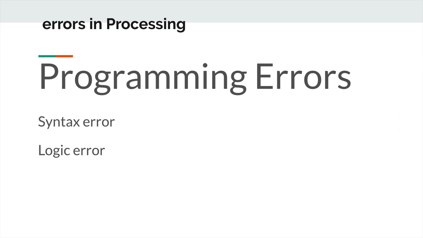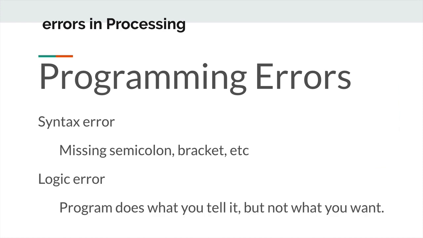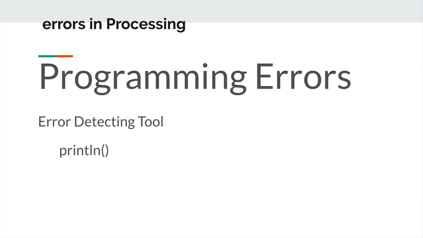Logic errors are more challenging. It does what you tell it to do, but it's not what you want. So syntax errors, again, are a missing semicolon, bracket, etc. You can find that. Logic error: the program does what you tell it, but not what you want, because the program can only do what you tell it. So they're going to be hard to find. Now, the best error detecting tool is the print line. It really is in Processing, because it will tell us the value of variables. Knowing the value of variables really goes a long way for us to understand things.